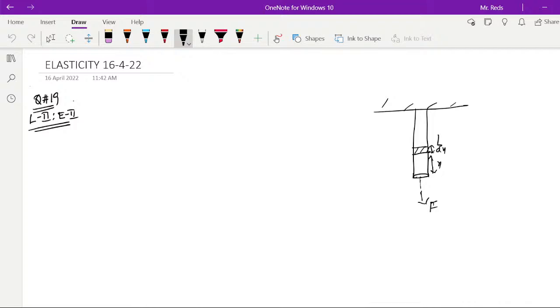So what you have to consider here is a small amount of work done. Let us consider a small element dx at a distance x from here, and to elongate it, we have to do a small amount of work, which will be stored as a small amount of energy. We know the elastic potential energy is half into stress into strain into volume.